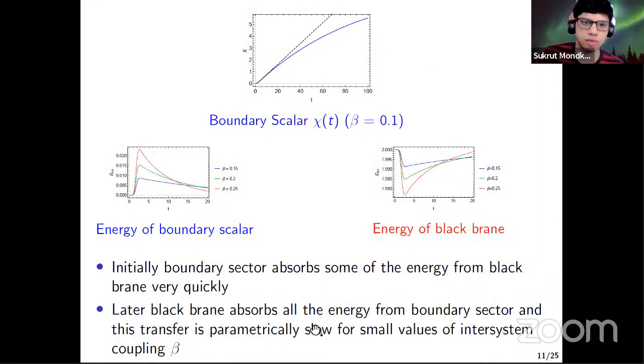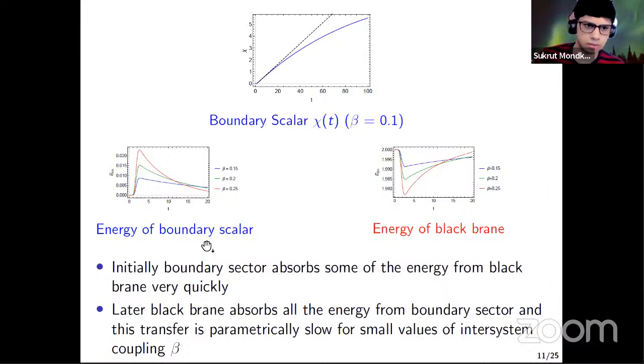The top plot is the time evolution of the boundary scalar, chi. The black dashed line is when beta is 0, when it is decoupled from the holographic sector; it will be just a straight line. But when it is coupled, for beta equal to 0.1, the blue curve, at asymptotically late time it will become flat. So chi will become constant.